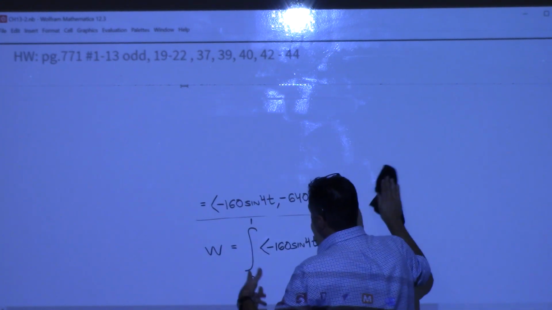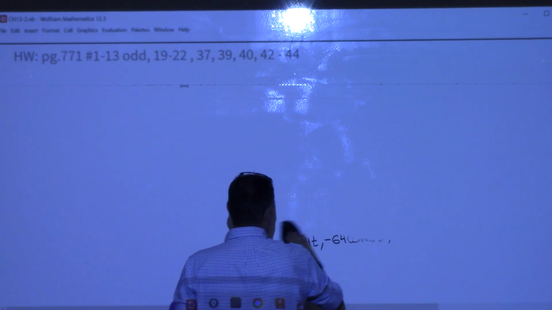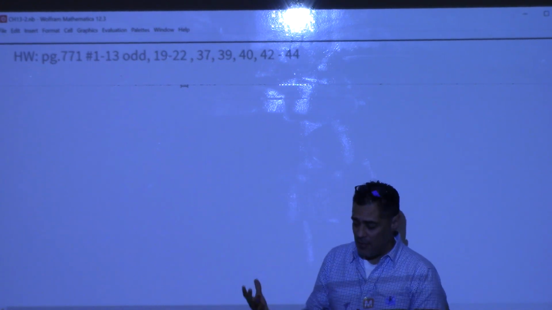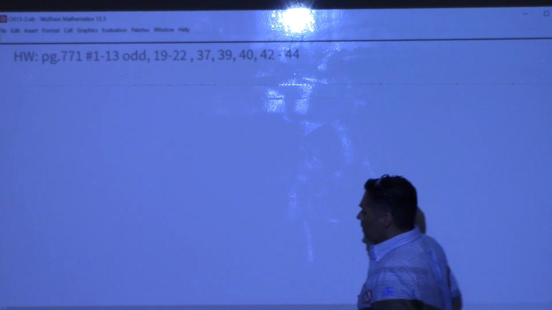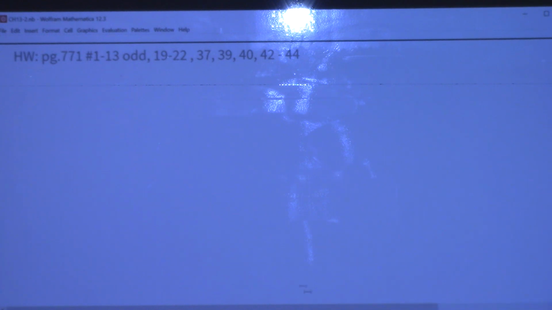So 13.2 is a pretty big section, pretty important section. There's a lot of stuff in there. 13.3, here we come.